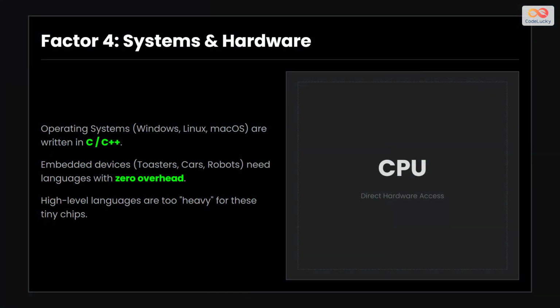Now look at the hardware level. Your operating system, or the tiny chip inside your microwave, needs to run with zero wasted resources. High-level languages like Python or Java have too much overhead for these tasks. We need languages like C and Rust that can talk directly to the hardware without a middleman. As long as we have hardware constraints, we will need low-level systems languages.